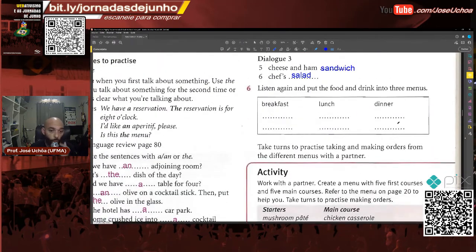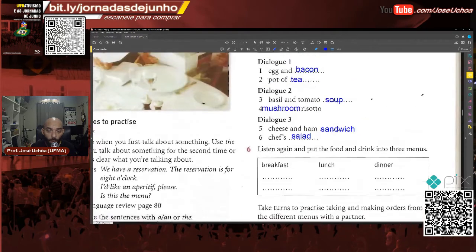Finally, number 6, listen again and put the food and drink into 3 menus. Which menus? The menu for breakfast, the menu for lunch, and the menu for dinner. Remember, breakfast in the morning, lunch basically at 12 o'clock, midday, and dinner at night. Okay, so you're going to put into categories. Listen again and put the food and drink into 3 menus.